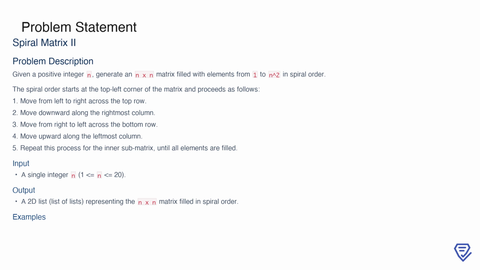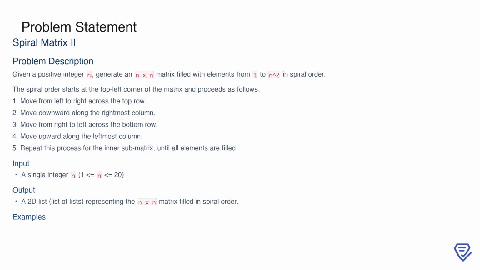The goal is to generate an nxn matrix where the elements are filled with numbers from 1 to n-2 in a spiral order. The spiral starts at the top left corner, and the filling process follows a specific direction. First, we move from left to right across the top row. Then, we go downward along the rightmost column. After that, we move from right to left across the bottom row, and finally, upward along the leftmost column. This cycle repeats for the inner submatrix until all the elements are filled.